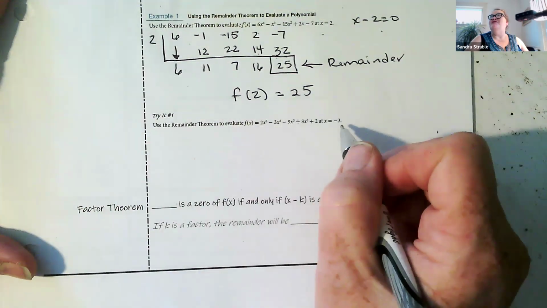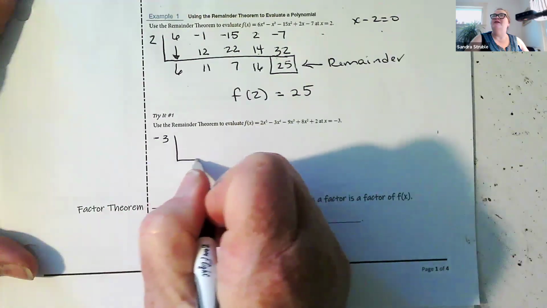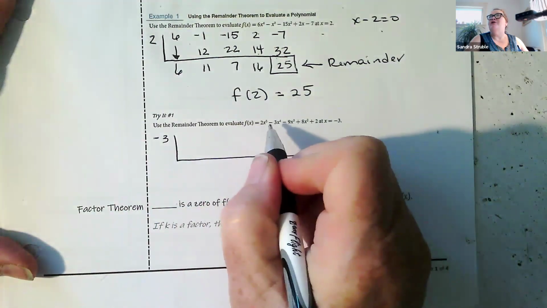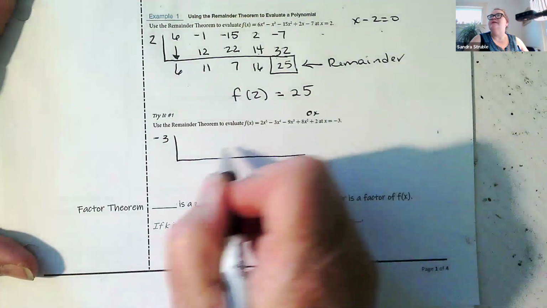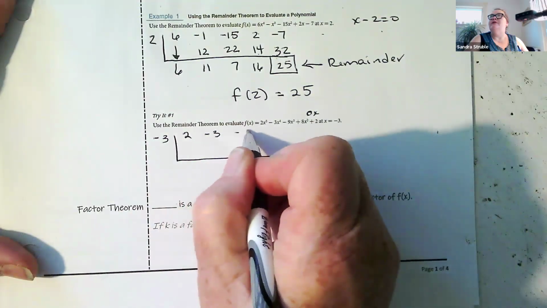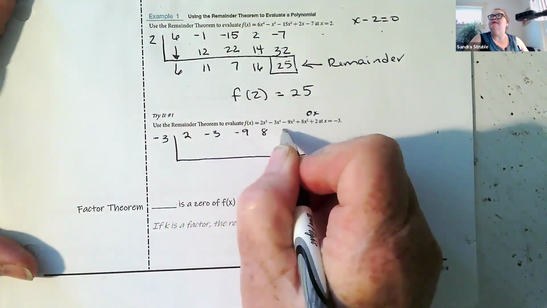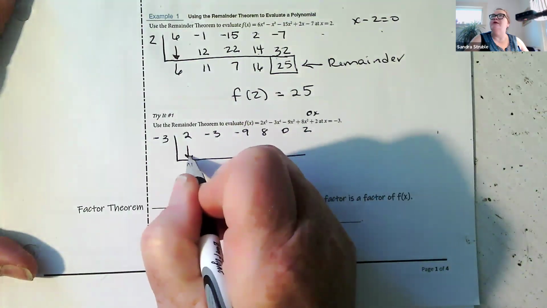All right, they've already solved for -3 for us. So let's just plug in our -3 here. Make sure we have all of them. 5, 4, 3, 2. We're missing a 0x. So we need 2, -3, -9, 8, 0, and 2. They have to be in order, y'all. It's not going to work otherwise.